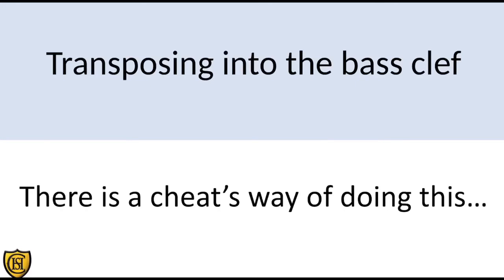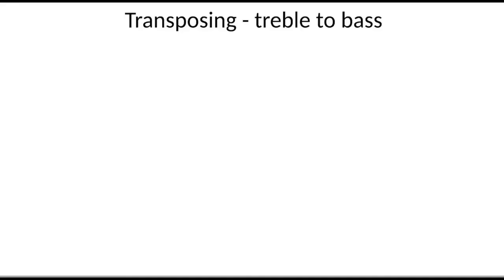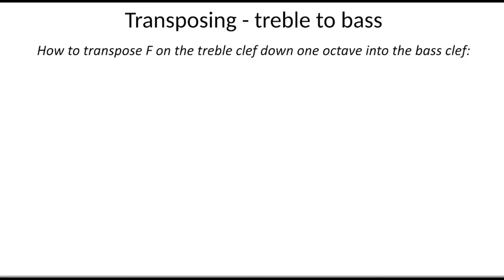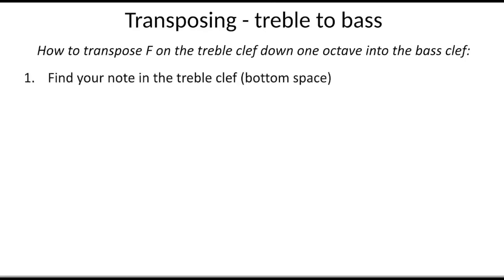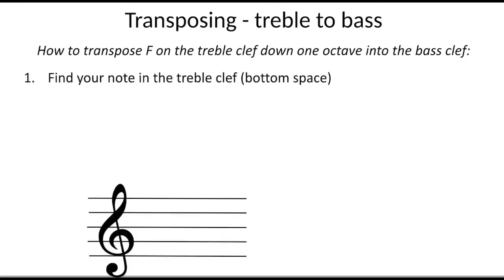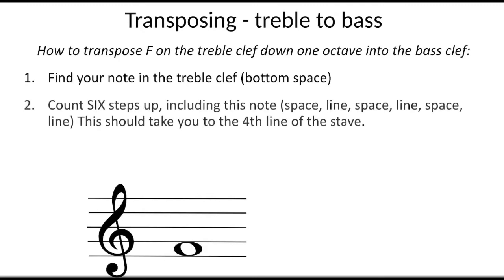There is a cheats way of doing this though, if you want to look at it a different way, or you can use it as a way of checking what you've done. So let's say for example you've got that F in the treble clef and you want to transpose it down 1 octave into the bass clef. So there's the note in the treble clef, we know that's an F. Bottom space in the treble clef, F.